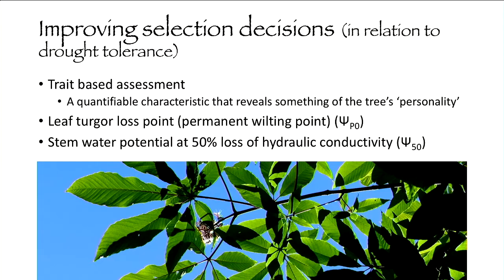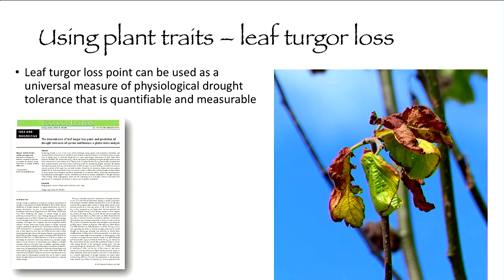And so we looked at this trait-based assessment, and Henrik and I have been working on this theme for a number of years now. One of the characteristics we look at is leaf turgor loss point, the permanent wilting point. If you think about a plant wilting in a pot, it's the point at which it won't recover from wilting even if you start watering it. We're looking to quantify that figure. And then the stem water potential at 50% loss of hydraulic conductivity as well. I'm going to look at both of those just briefly.